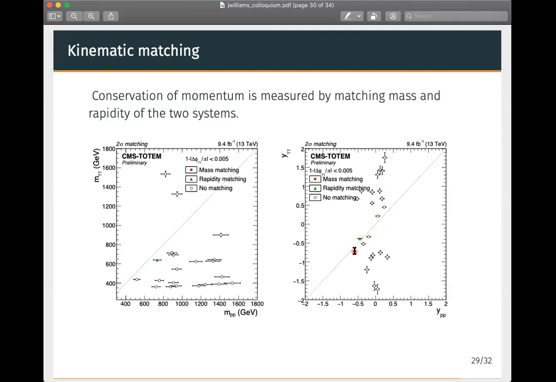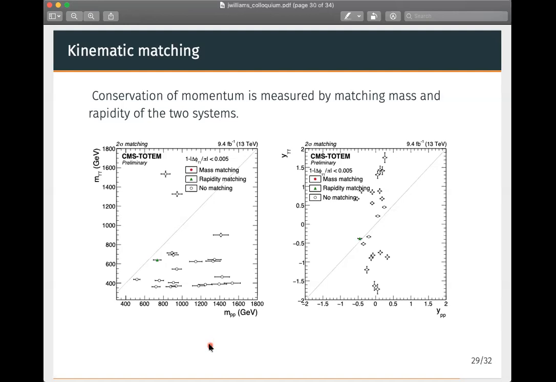And so when using all of the data collected in 2016 with these detectors, we see that there is one event matching in rapidity and no events that match in mass. So therefore, we conclude that with this amount of data, we see no events that are consistent with the light by light scattering signal, and no events for evidence beyond the standard model.